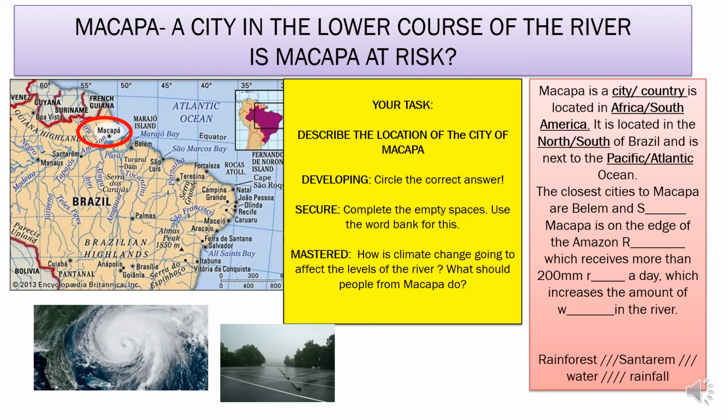For the master task, if you're aiming for higher grades or if you want to challenge yourself, you will have to answer this question. How do you think climate change is going to affect the levels of the river? What should people from Macapa do? Now, write this task on a piece of paper, copy and paste this on a piece of paper, and make sure you take a picture of this and show it to your teacher.